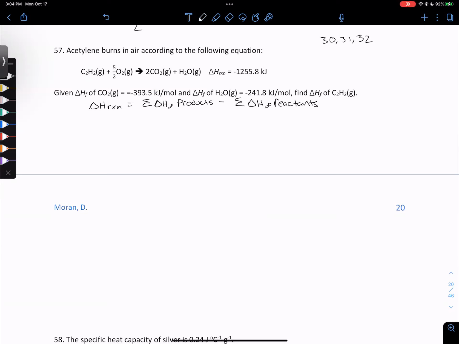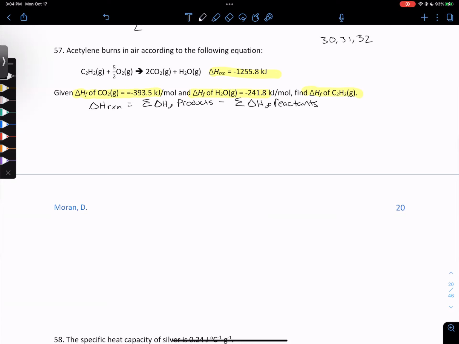Okay, so this is the equation we want to use, right? So let's see what we have first. We know we have the delta H of reaction. Sometimes we'll be asked to solve for this, but we have it here. We have the delta H of formation of carbon dioxide, and then delta H of formation of water, and then delta H of formation of acetylene, C2H2.